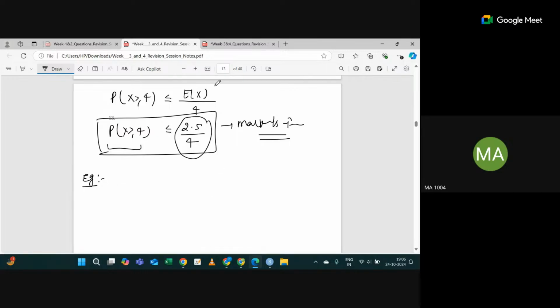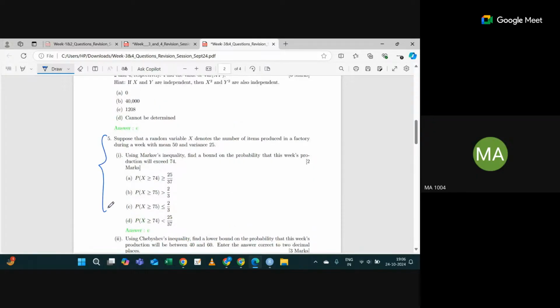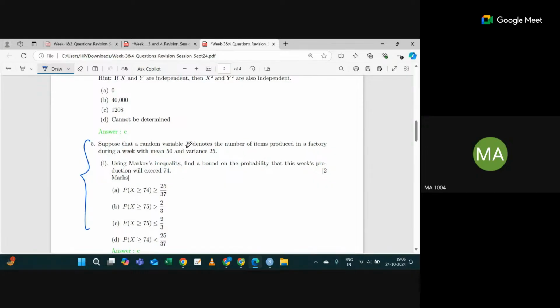I had one question actually. Let me take this question. Suppose that a random variable x denotes the number of items produced in a factory during a week, with mean 50 and variance 25. Find the probability that this week's production will exceed 74. Do you have any information about the random variable? No, right? It doesn't tell you what kind of distribution this follows, so you can't calculate the exact probability.